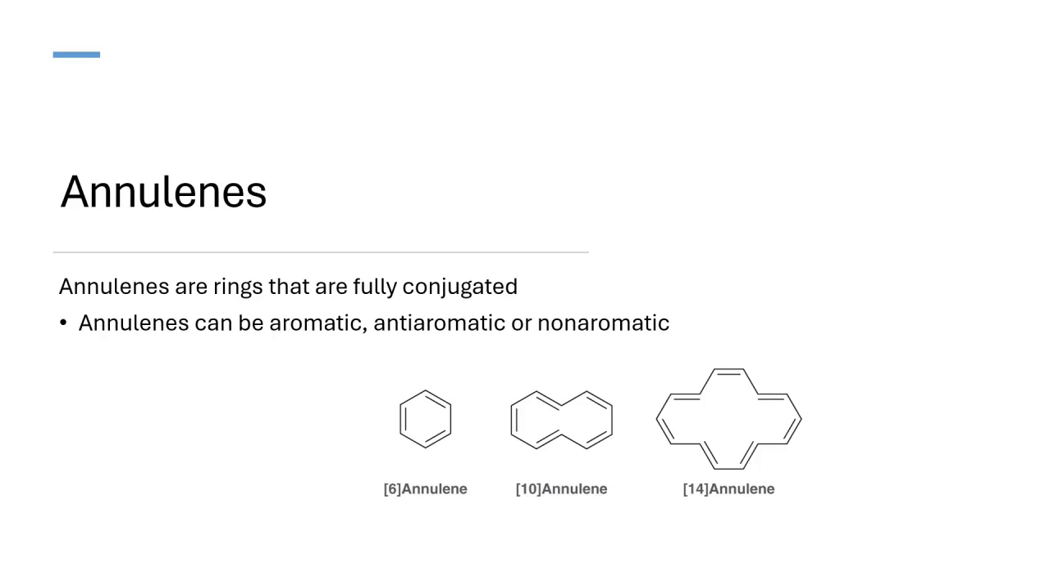Annulenes. Annulenes are rings that are fully conjugated. Annulenes may be aromatic, anti-aromatic, or non-aromatic. In terms of the name, notice how the name is always annulene, and then we're being told the number of pi electrons, 6, 10, 14, in front of the name in brackets.